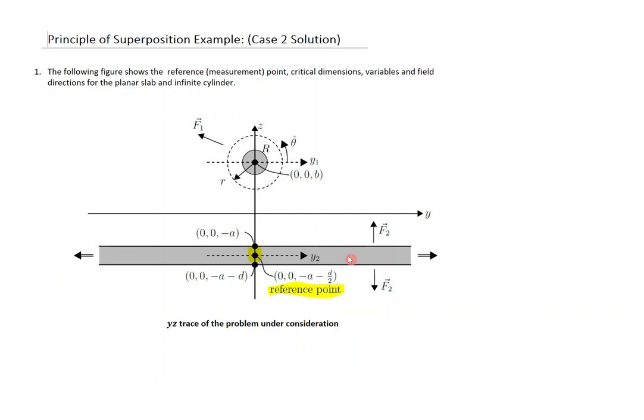But if you look at the original problem statement, you can see what the expressions would look like inside the slab. The reference point for this example is right here, the midway point between the upper and lower face of the slab. So now the calculation is going to take place here, but with two different field descriptions.